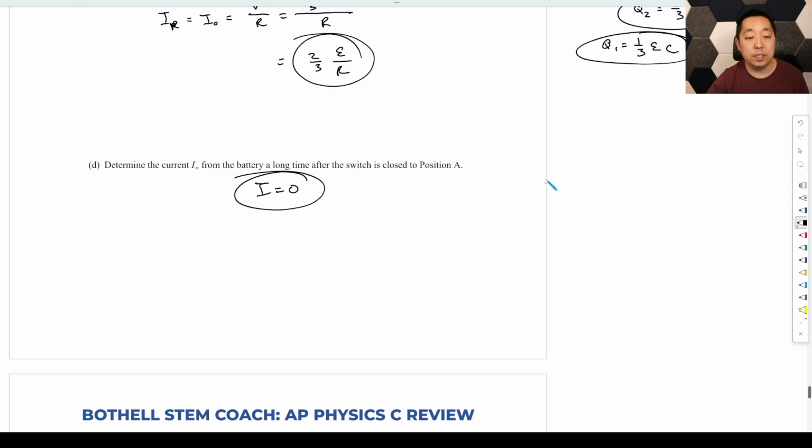Okay, so that is circuit analysis. Let's do one last problem. I know we've spent a long time. This is a long review because circuits is very complex.